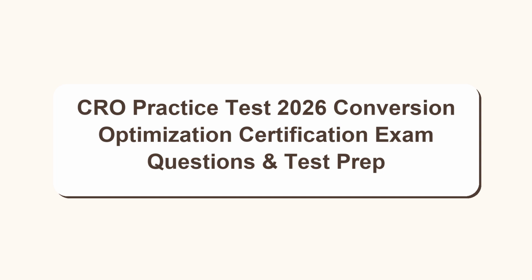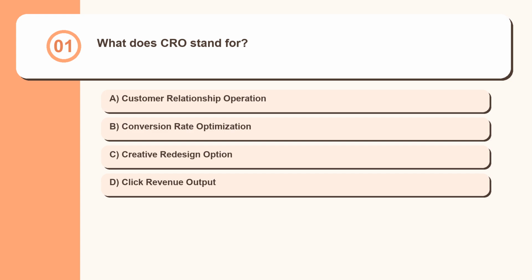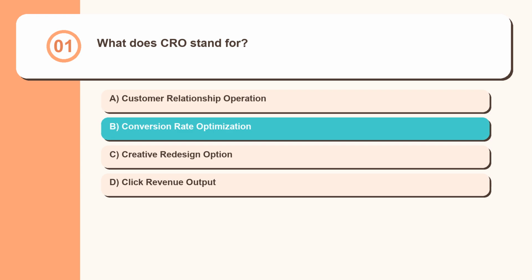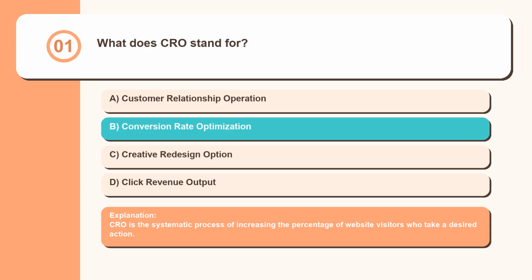CRO Practice Test 2026. Conversion Optimization Certification Exam Questions and Test Prep. Question 1. What does CRO stand for? Customer Relationship Operation, Conversion Rate Optimization, Creative Redesign Option, Click Revenue Output. CRO is the systematic process of increasing the percentage of website visitors who take a desired action.